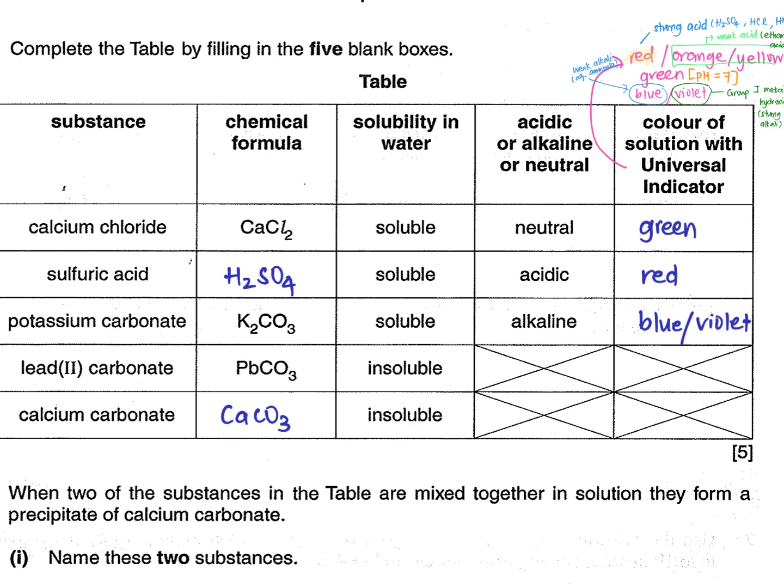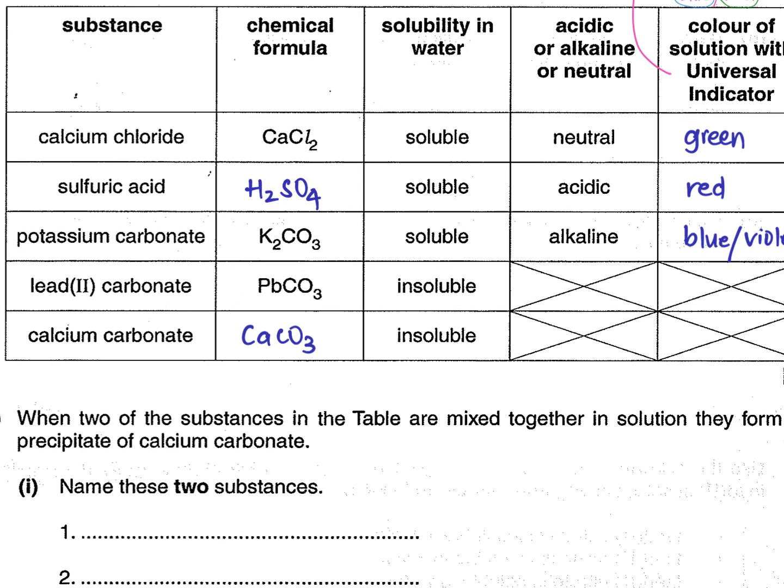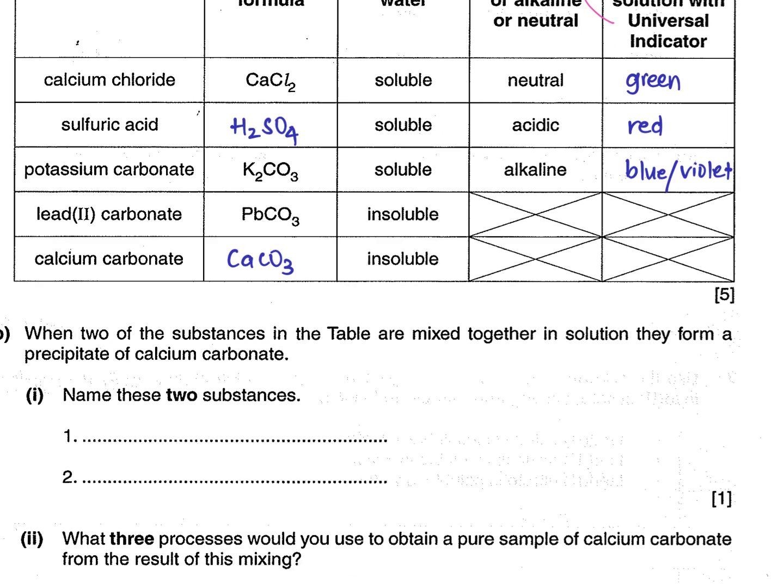Alright? Okay, next part. I am surprised that for the next part, so many of you are not able to answer this as well. When you are given the substances in your table mixed together in solution form, this is the key word: you are looking at substances in aqueous solution form. So the moment you see aqueous solution, the first two choices you have to eliminate are lead(II) carbonate and calcium carbonate, because they are insoluble in water. So you are only left with calcium chloride, sulfuric acid, and potassium carbonate.